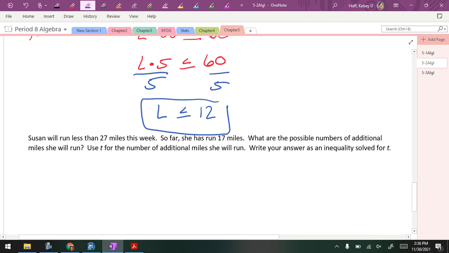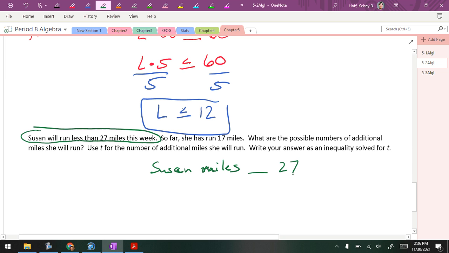Susan will run less than 27 miles this week. Ooh, that's a lot of information already. Agreed? So if I just want to write this mathematically, I'll put Susan's miles. What symbol is compared to 27? Susan will run less than. So Susan's miles are less than 27.